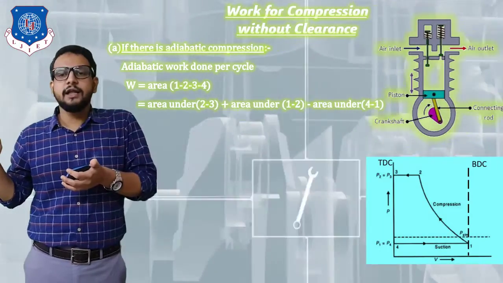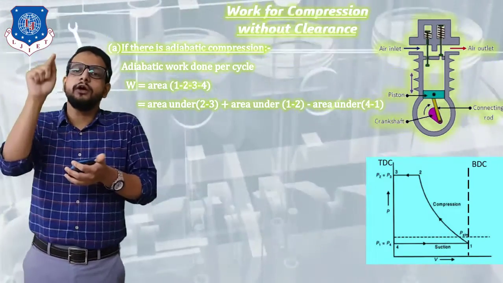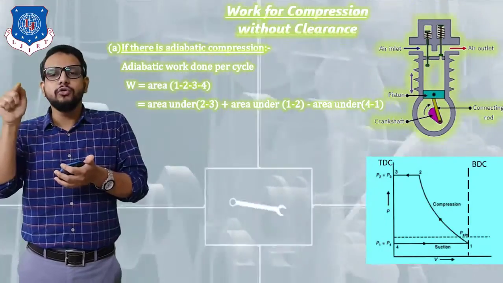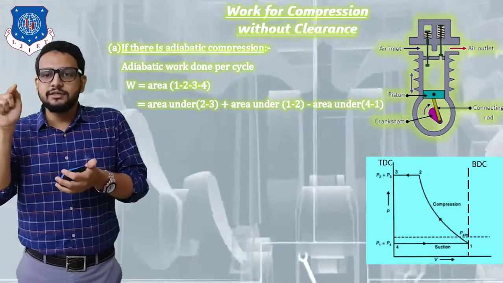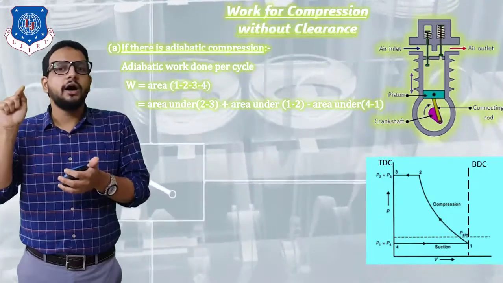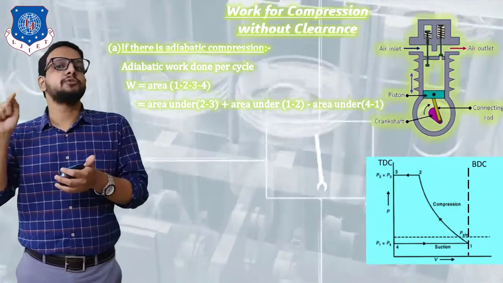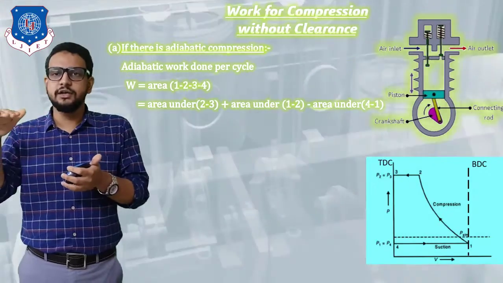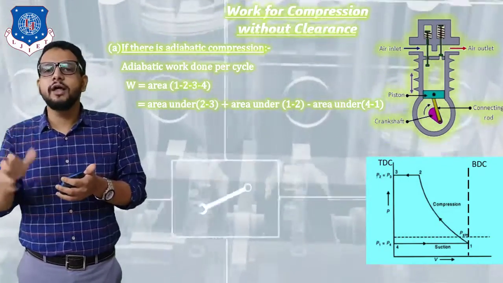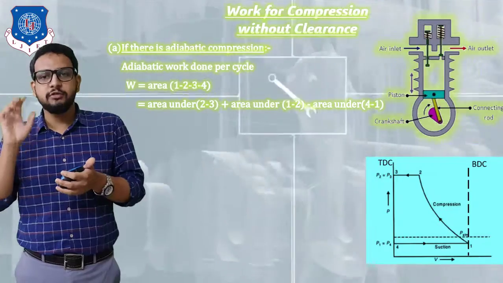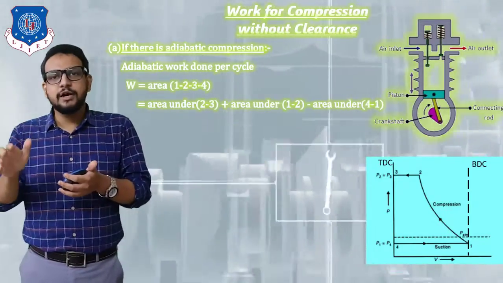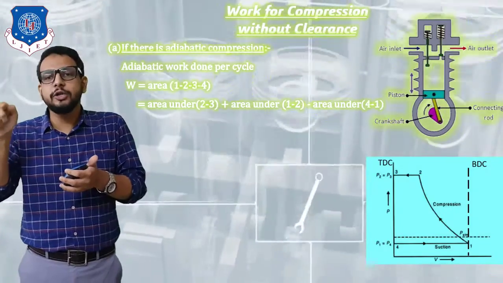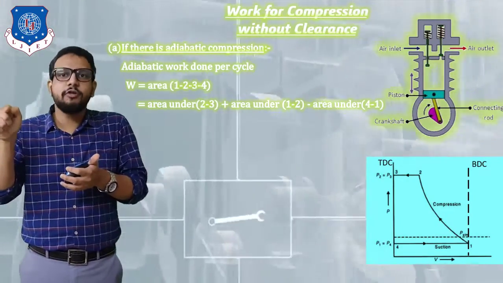So I have shown a line from point 1 to point 2 representing an adiabatic compression. Now at point 2, the piston has not arrived at its TDC position, and at some intermediate position of the piston we have achieved our required delivery pressure, that is our pressure P2. Let's say our required pressure which we have achieved is 10 bar.